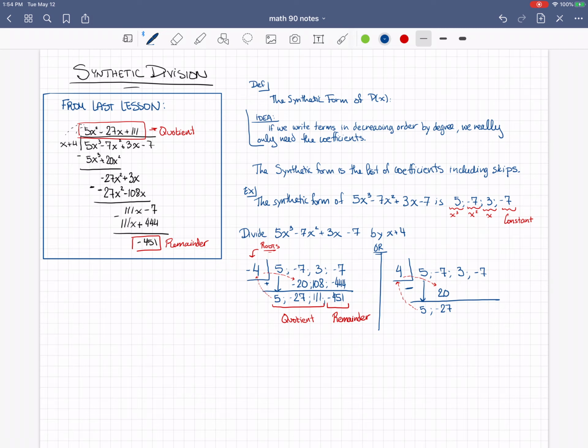Okay, negative 27 times 4 is negative 108. And then when you subtract 3 minus 108, the two minuses become a plus. So again, it's 111. 111 times 4 is 444. But then we subtract: negative 7 minus 444 is negative 451. So you get the same thing. Same remainder, same quotient, and it's just a matter of what feels more intuitive to you.